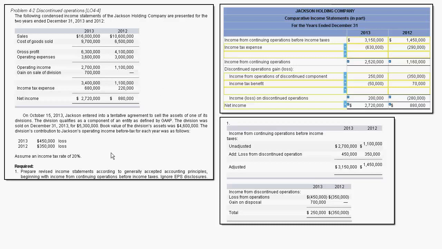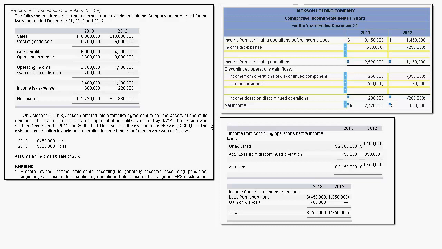On October 15th of 2013, Jackson entered into a tentative agreement to sell the assets of one of its divisions. I'm just reading to the left of my mouse here. The division qualifies as a component of the entity as defined by GAAP. The division was sold on December 31st, 2013 for $5.3 million.